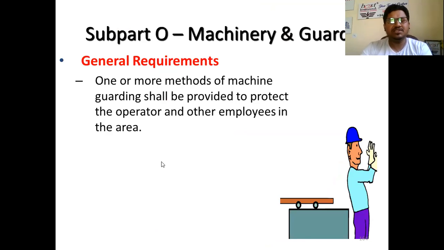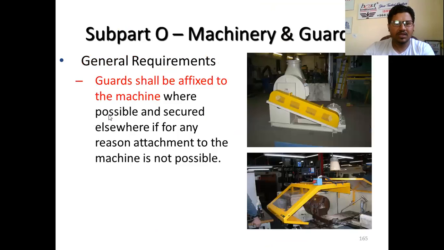So without a guard, basically any moving part shouldn't be there. Like you have a machine and there are flywheels, rotating belts, or some moving parts. So make sure they all are well guarded, because without guarding, these moving parts could always be dangerous. That's why OSHA says, make sure the guards are well fixed to the machine where possible and secured. Elsewhere, if for any reason attachment to the machine is not possible.